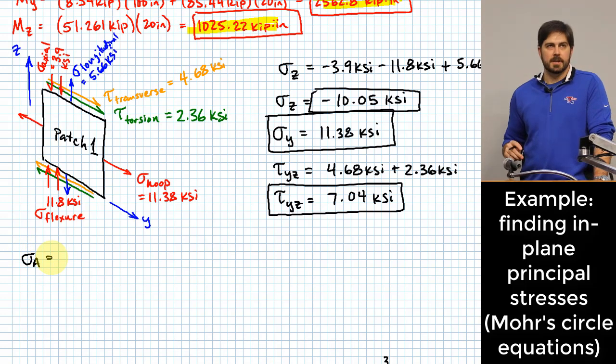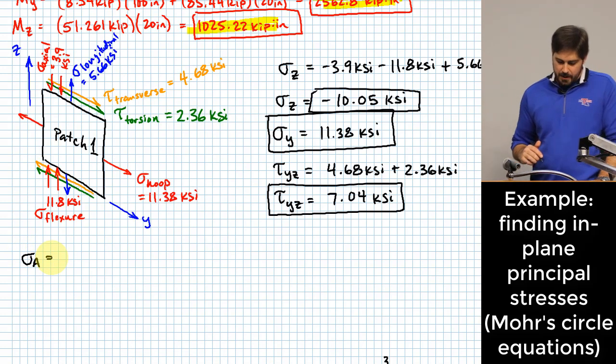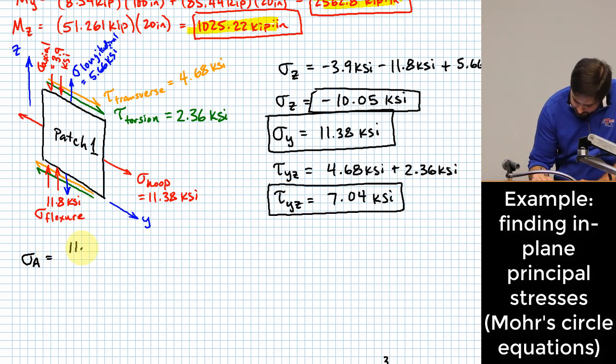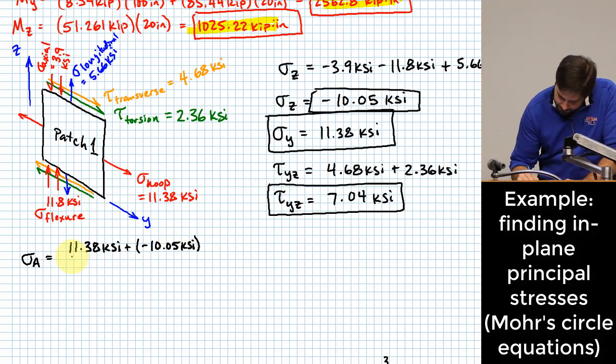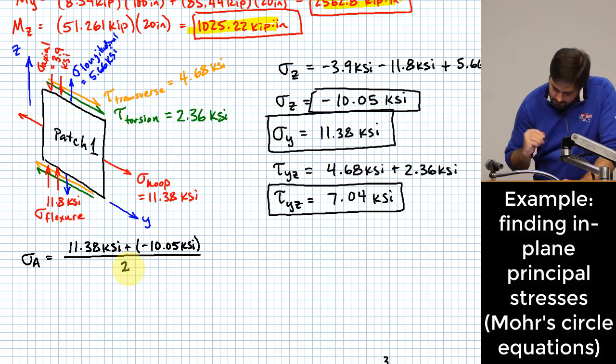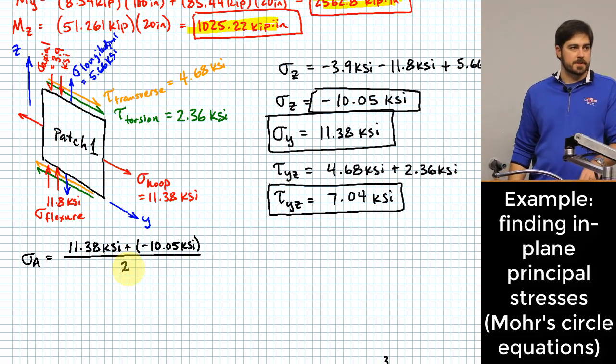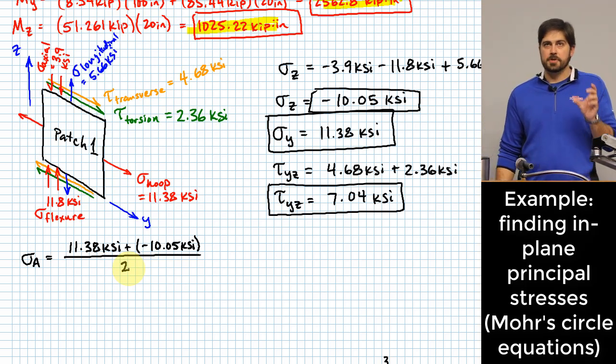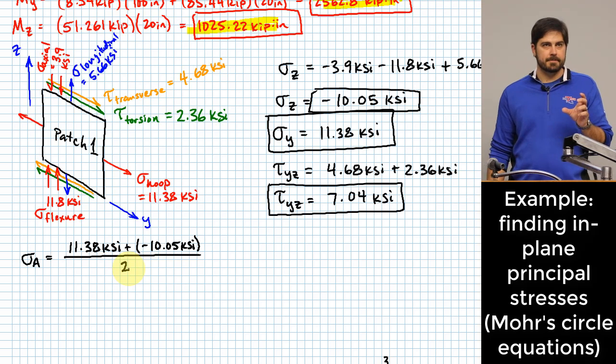Okay, my first in-plane principal stress, what I need to do is take the average of my normal stresses for the first term, right? So I take 11.38 KSI, and I add a negative 10.05 KSI, over 2. So that's the first term, and when we're doing our Mohr circle calculation, the first term is the average of the two normal components of stress.